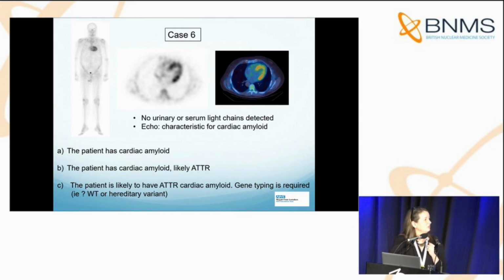Gene typing is required to distinguish between wild type or hereditary variant. So all these statements are true, but you can say it's likely going to be ATTR because he doesn't have a plasma cell dyscrasia, but you can't take the ATTR amyloid any further than that. You need to distinguish with the genotyping.